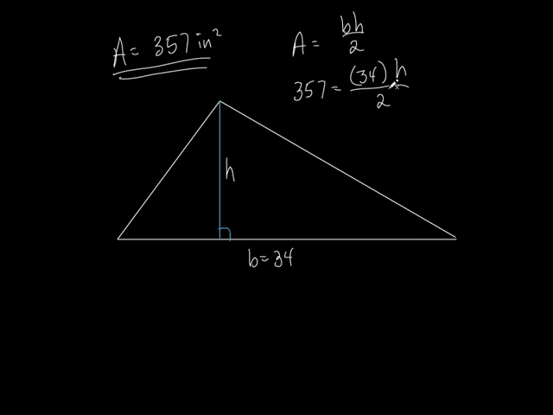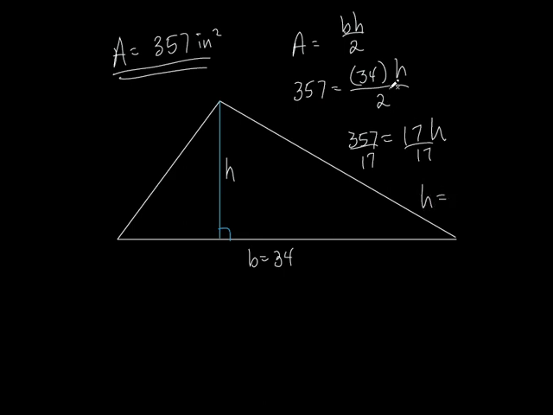And now, this is a little different. It's not just a matter of multiplying two numbers together, is it? We have to do a little bit of algebra, which is not that big of a deal. 357 equals, now look at this, 34 divided by 2. That actually comes out nice and even. It's 17, so it's 17 times h. How do you get h by itself? Divide by 17.